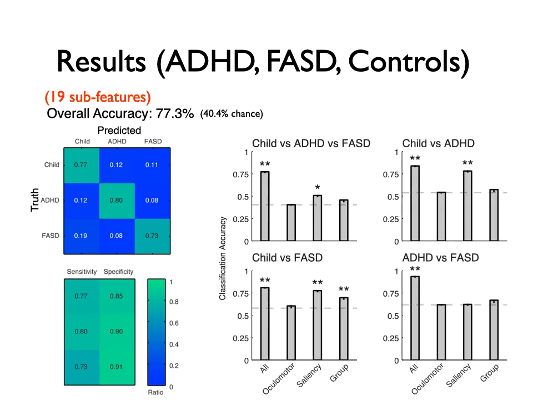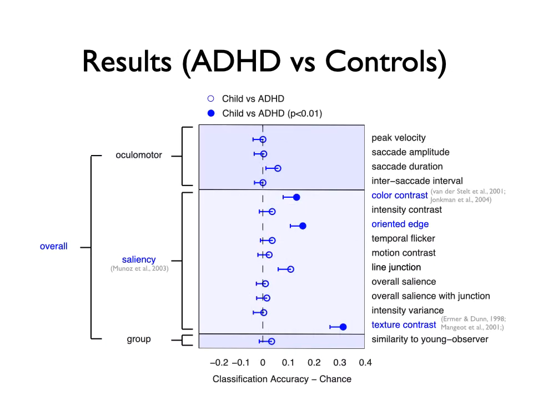And more importantly, what we can do now is ask which kind of feature was different in each of those diseases. And we can here do it just for the 3 groups, oculomotor, saliency, and group, or we can further break it down into the individual features that we used. And so the important message here is that you can see that for each disease, for example in this case ADHD, has a very different signature, and the signature here is based on the solid dots. Those are the ones that are significantly different in ADHD versus control.